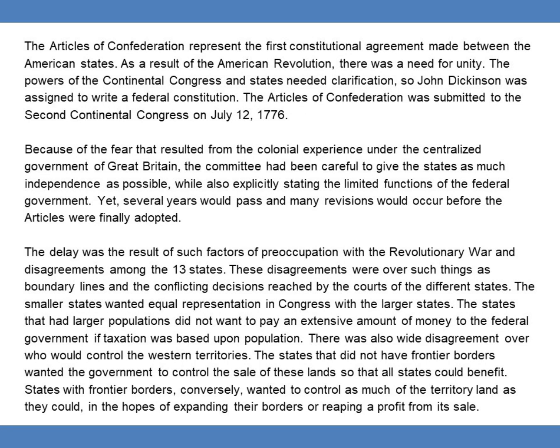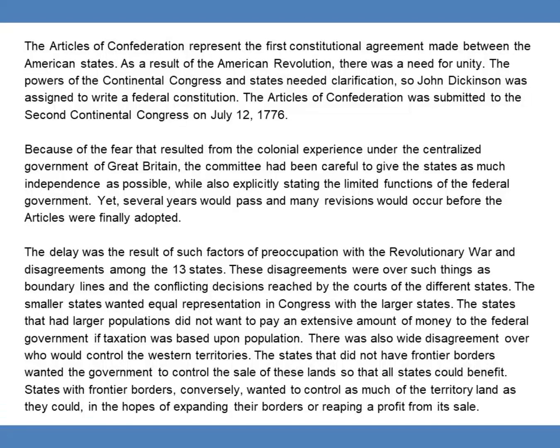Because of the fear that resulted from the colonial experience under the centralized government of Great Britain, the committee had been careful to give the states as much independence as possible, while also explicitly stating the limited functions of the federal government. Yet several years would pass and many revisions would occur before the Articles were finally adopted. The delay was the result of such factors as preoccupation with the Revolutionary War and disagreements among the 13 states.